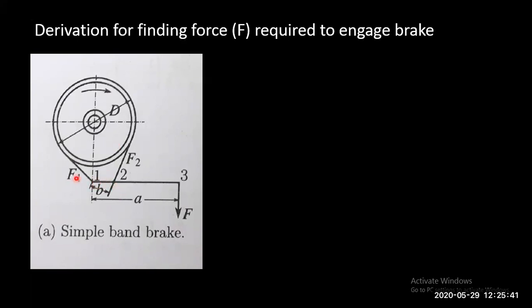So let me make a small change for you. This here is b, not this. So this is b, the linear distance, and this entire thing is a, and you have F1, F2, and it's rotating in the clockwise direction. Right, so let's derive for this.